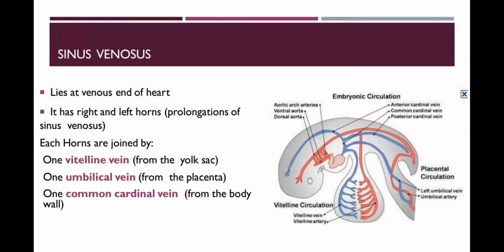Like in this picture, in the blue, which is the sinus venosus, there are 3 branches: one from the yolk sac, one from the placenta, and one from the body of the womb.